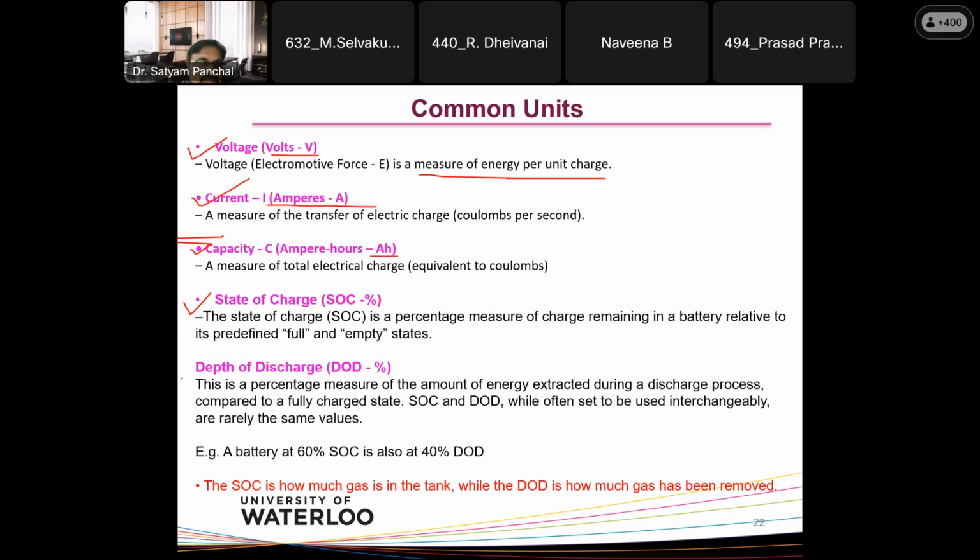Depth of discharge, DOD, is the opposite of the state of charge. So if your battery is at 60% state of charge, the opposite is 40%, and that is called the depth of discharge. Just to give an idea, if you compare with a gasoline or petrol vehicle, state of charge is how much gas is there in the tank, and DOD is how much petrol is removed from the tank.